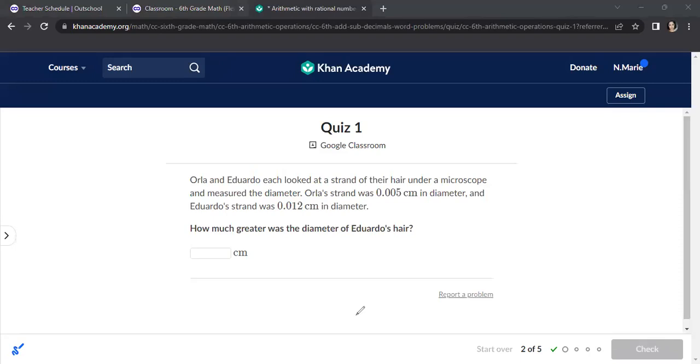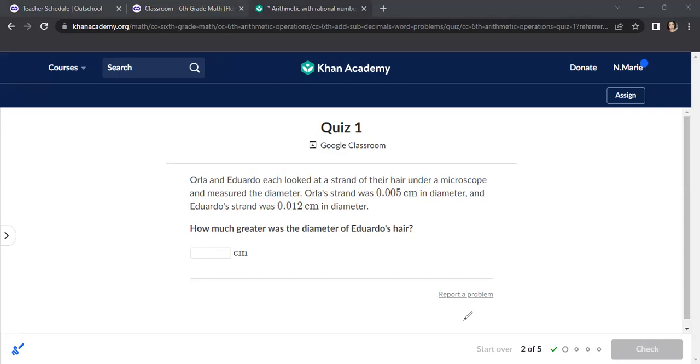Well, so word problems. It's all about reading comprehension when setting these up. Orla and Eduardo each looked at a strand of their hair under a microscope and measured the diameter. Orla's strand was 0.005 centimeters in diameter and Eduardo's was 0.012 centimeters in diameter. How much greater was Eduardo's?